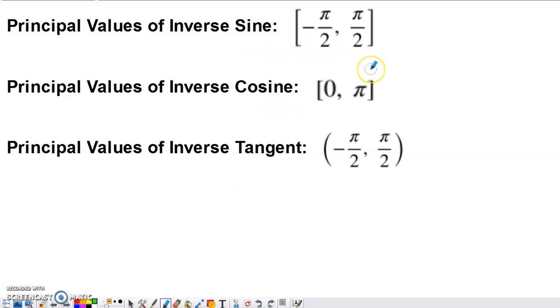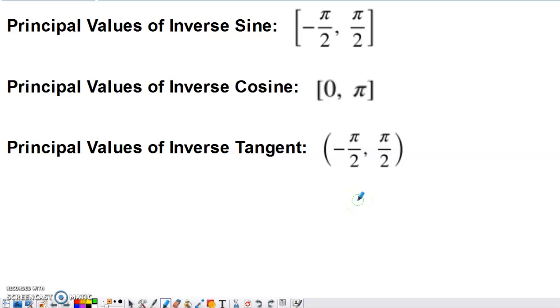So the principal values for each of the inverse trig functions are listed here. Inverse sine is always going to return a value when you evaluate it on the calculator between negative pi by 2 and pi by 2. Inverse cosine always between 0 and pi. The brackets denote that we're including the endpoints. We just said a few seconds ago why we're not including the negative pi by 2 or the pi by 2 for inverse tangent. The tangent function is undefined at those locations.